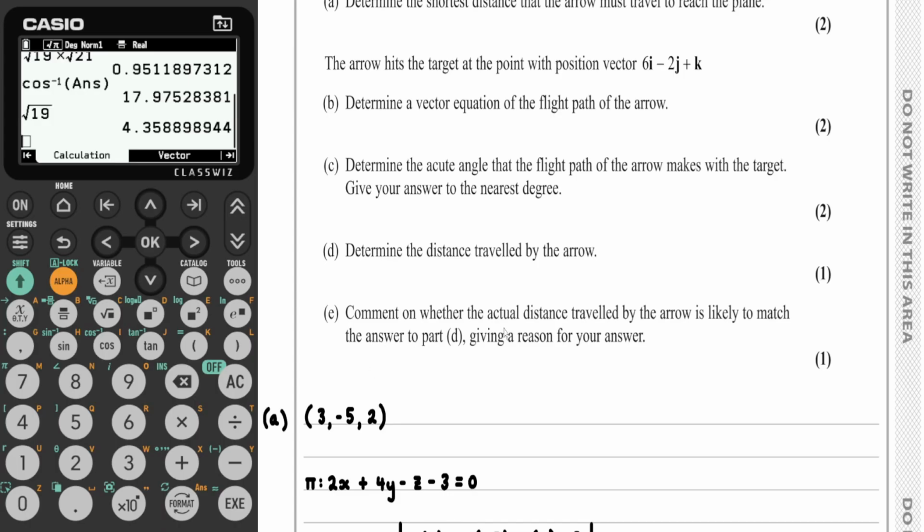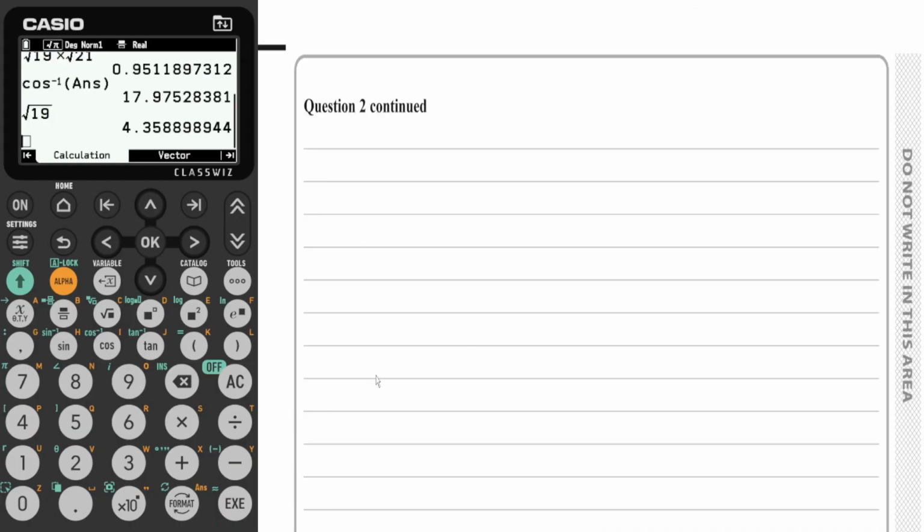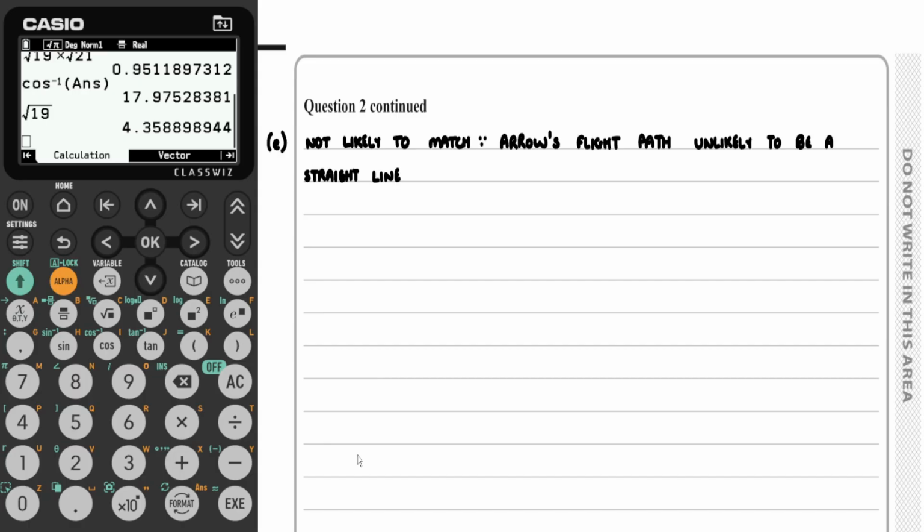Part E. Comment on whether the actual distance travelled by the arrow is likely to match the answer to Part D, giving a reason for your answer. Well, it's not likely to match, and that's because the arrow's flight path is unlikely to be a straight line.